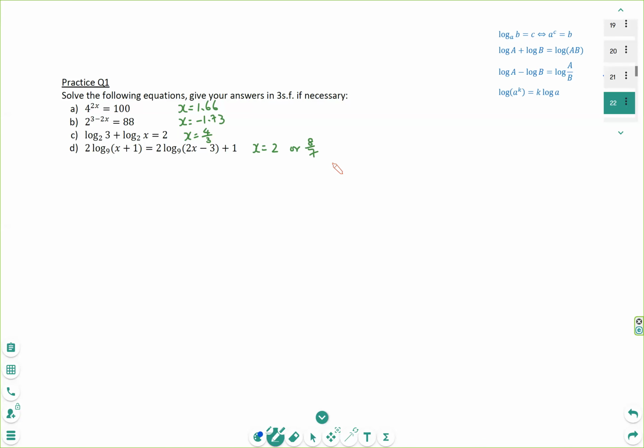Here's the final answer for the value of x. If you got it right, well done. That's the end. If you didn't, I'm going to go through question by question. How do we do that? First of all, part A: 4 to the power of 2x equals 100.